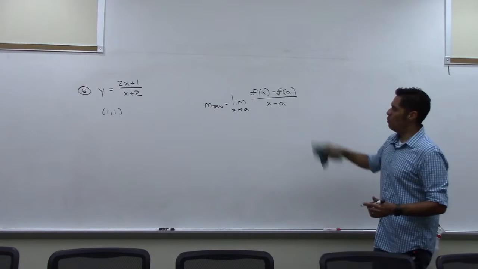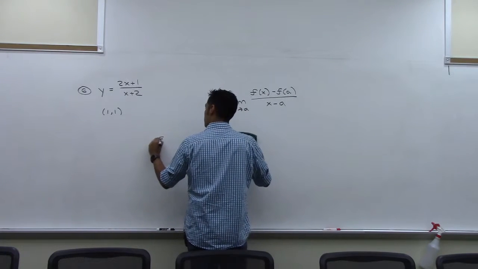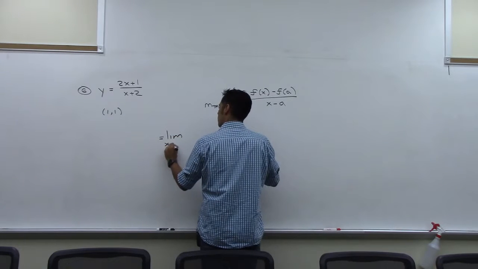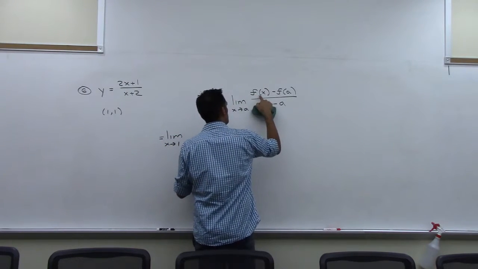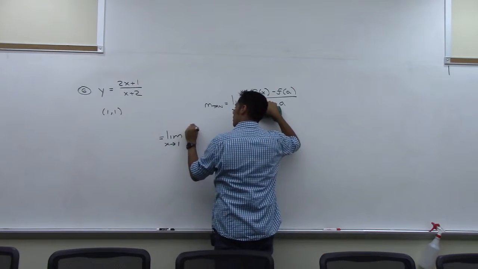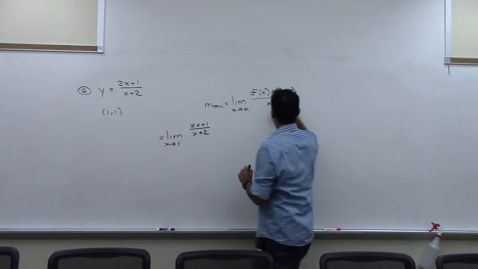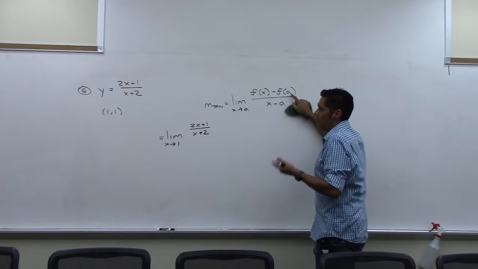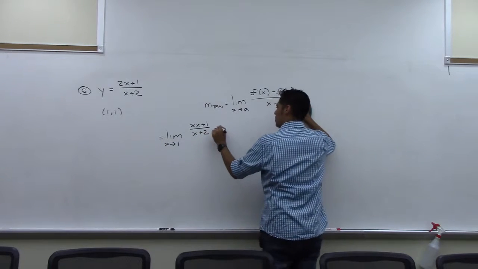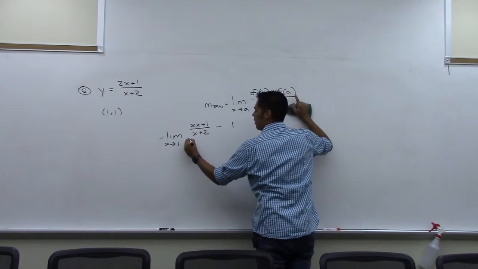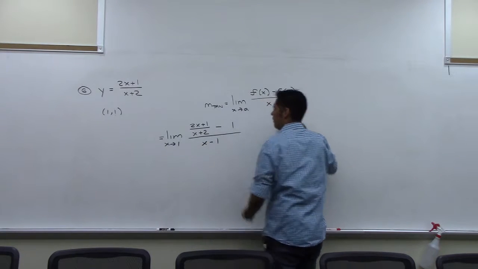I'm replacing a with 1. I think I'll move over just a little bit. This is equal to limit x approaches 1. Okay, let me try and go a little faster. What's f of x? Well, f of x, that's it right there: 2x plus 1 over x plus 2. What's f of a? Well, f of a is f of 1. And what's f of 1? It's this value right there, which is just minus 1. Then over x minus a is x minus 1.